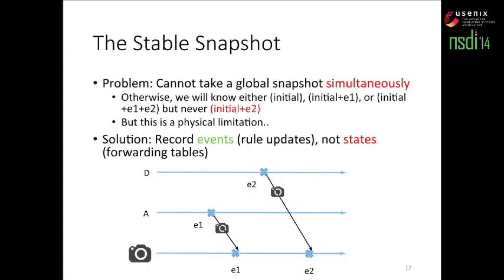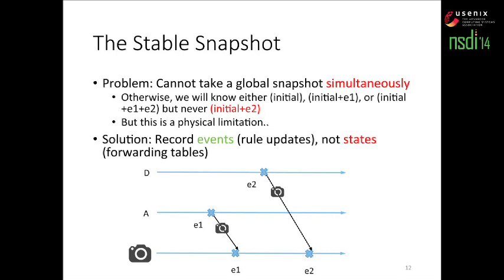So why do we have this false positive? The core problem here in this snapshot problem is that we cannot take a global snapshot simultaneously across the entire network. Otherwise, we would know either the initial state plus E1, or the final state, but never the false positive state. However, this is a physical limitation. We just cannot do that. We just cannot take a global snapshot simultaneously. So how do we go about it?